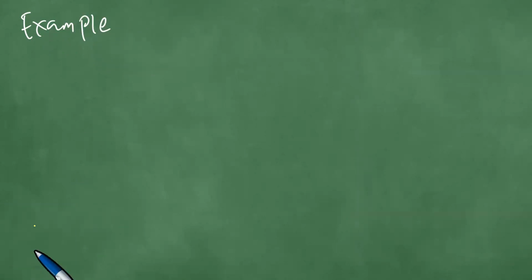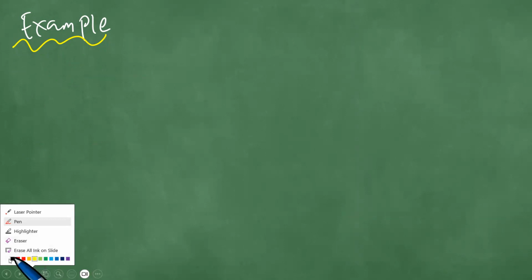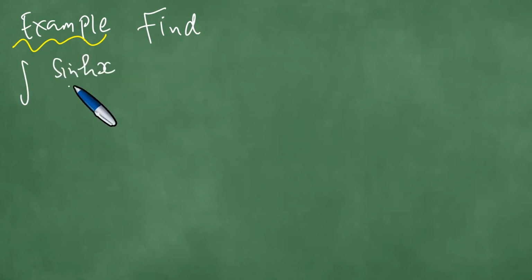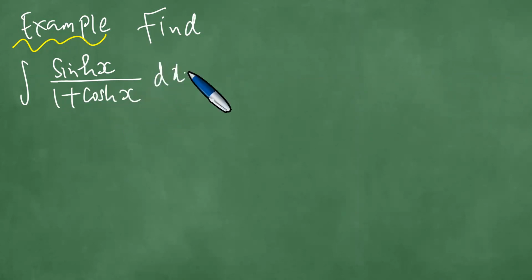Another example on integration. Okay, let's look at this indefinite integral. The integral of the hyperbolic sine of x over 1 plus cosh x dx. So we need to find this. What do we do here? We look at the solution to this. What is the solution to this question?